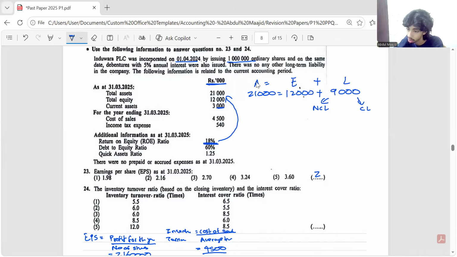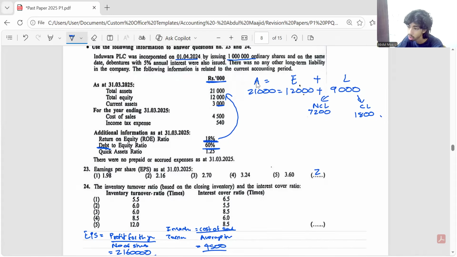Non-current liability is, see here, debt to equity ratio is 60%. Now, debt means here they are talking about non-current liability. They are telling here non-current liability is 60% of your equity. That is what debt to equity ratio means. Now, how much is 60% of equity? 0.6 into 12,000. That is 7,200. So, out of your liability of 9,000, non-current liability is 7,200. How much is your current liability? 9,000 minus 7,200. Current liability is 1,800.